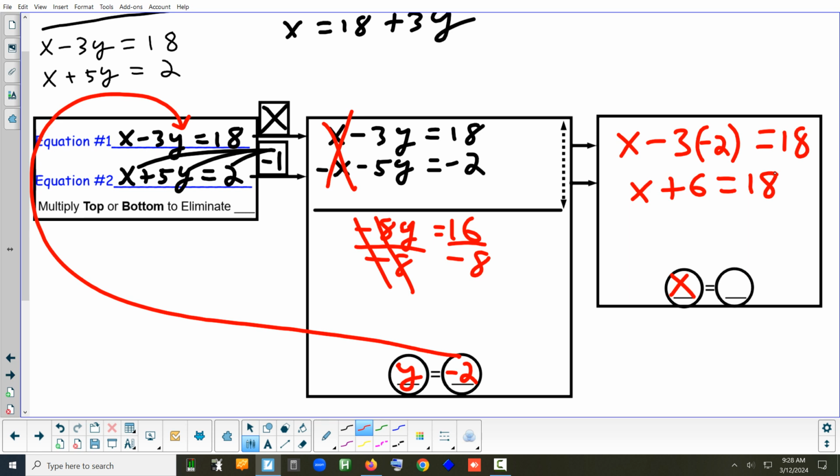And Maddie, my last step to get x by itself. You subtract 6 on both sides. Perfect. So subtract 6. And Marie, when I subtract 6 from 18, that leaves me with 12. Nice. And that's it. That's situation 2. So any questions on that one?